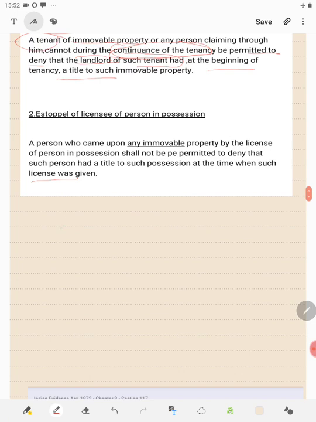So there is one case called Moti Lal versus Yar Muhammad. In this case, it was said that where a landlord files a suit for ejectment and for arrears of rent. So the landlord has filed for two things. One is for ejectment, and another is arrears of rent.